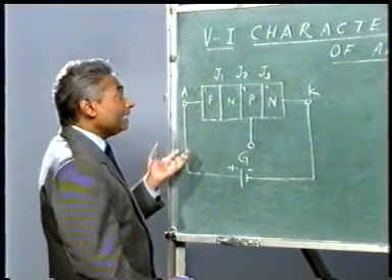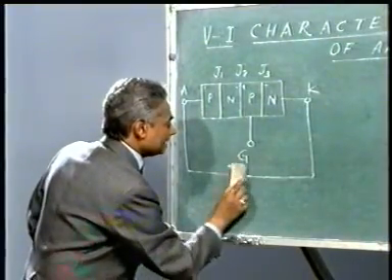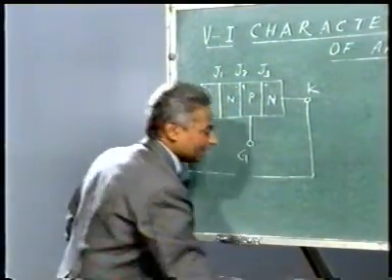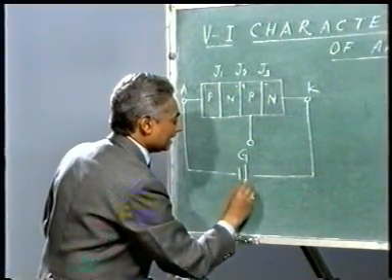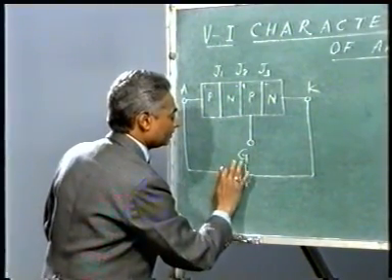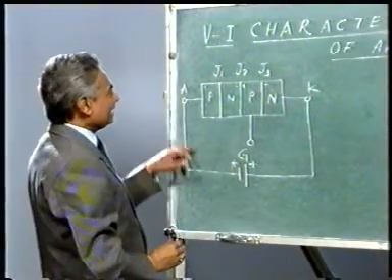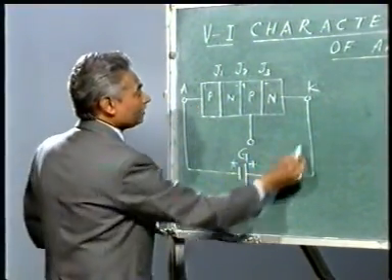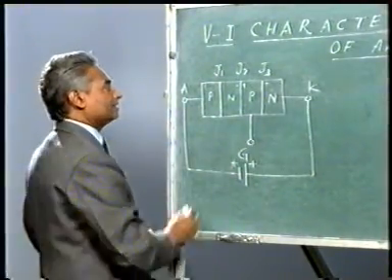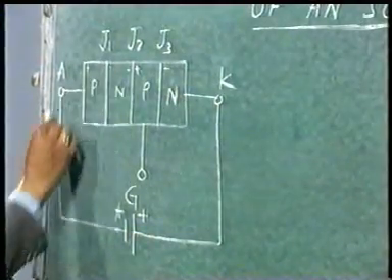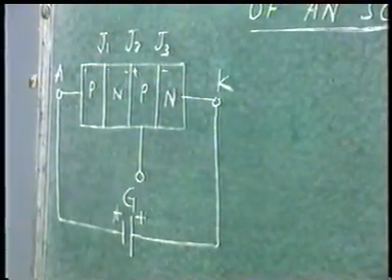Now let us see if I give a reverse bias to it. Reverse bias means I will just change the supply terminals and it will be like this. Here I will connect negative and here I will connect the positive terminal. Now negative is given to positive and positive is given to negative, so it is reverse biased. Now let us check the junctions. J1 you will find is now reverse biased, J3 is also reverse biased, but J2 is forward biased.